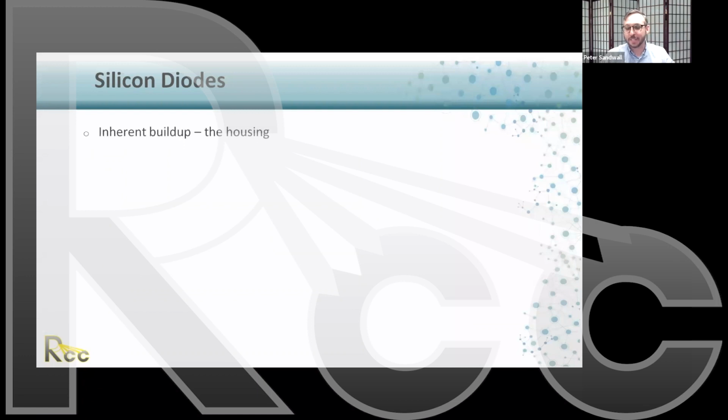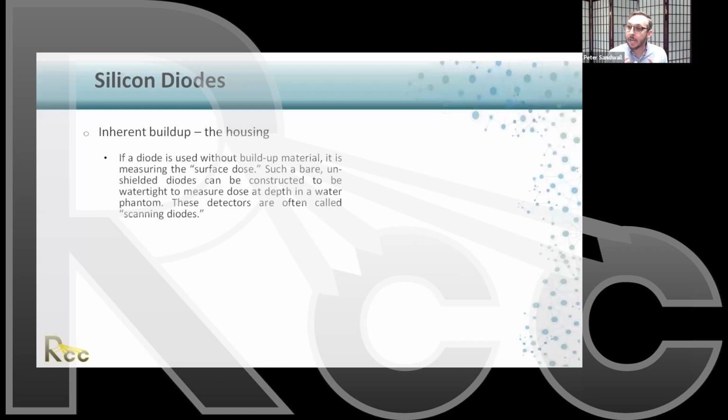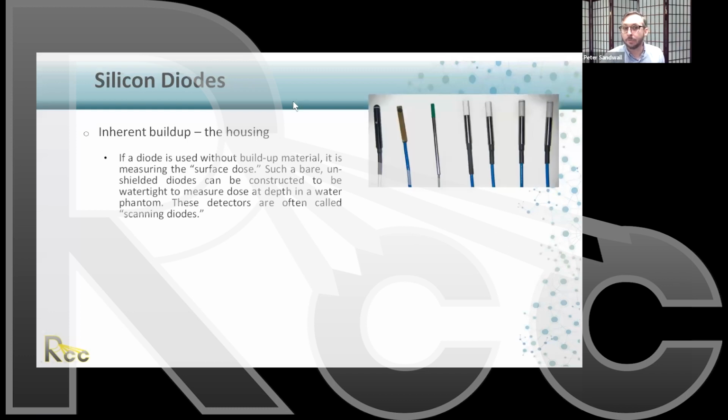Okay. So I just showed you two different geometries of diodes. There's those with the buildup, but there's also the inherent buildup of the casing. Depending on how the diode is encased, that really changes its sensitivity. That casing can be a filter. It can filter out the low energies. So you have bare unshielded detectors that still have that casing effect, but it's selected based on the energy range that it's used for. So you've got whole families of diodes, and different diodes are designed for different energy ranges.